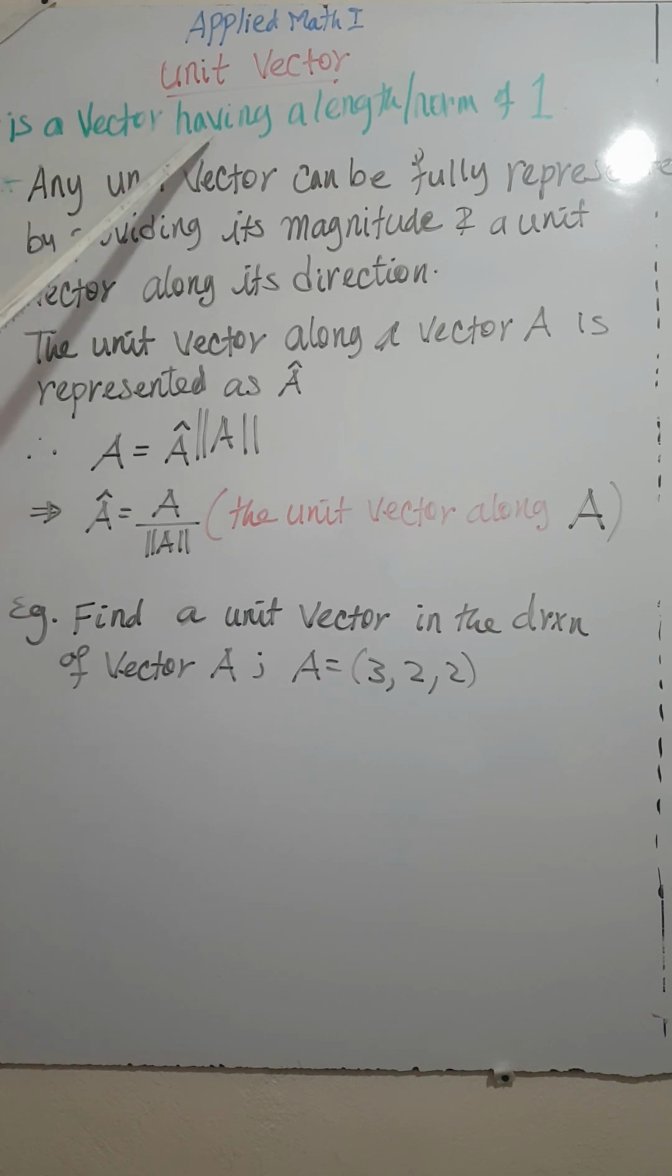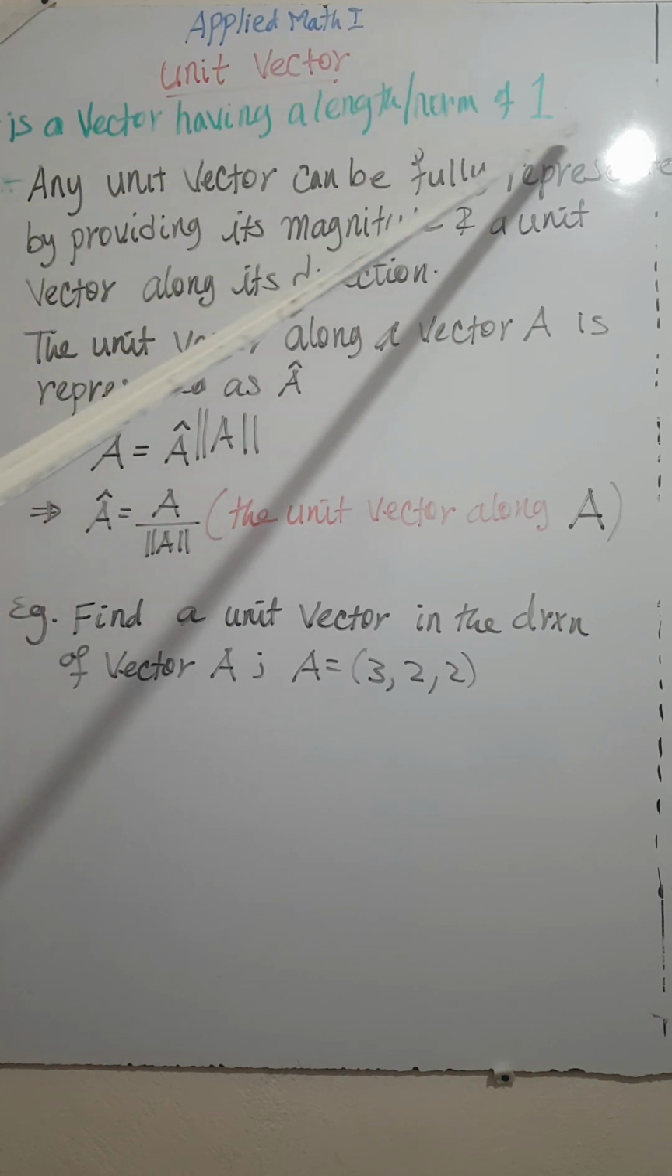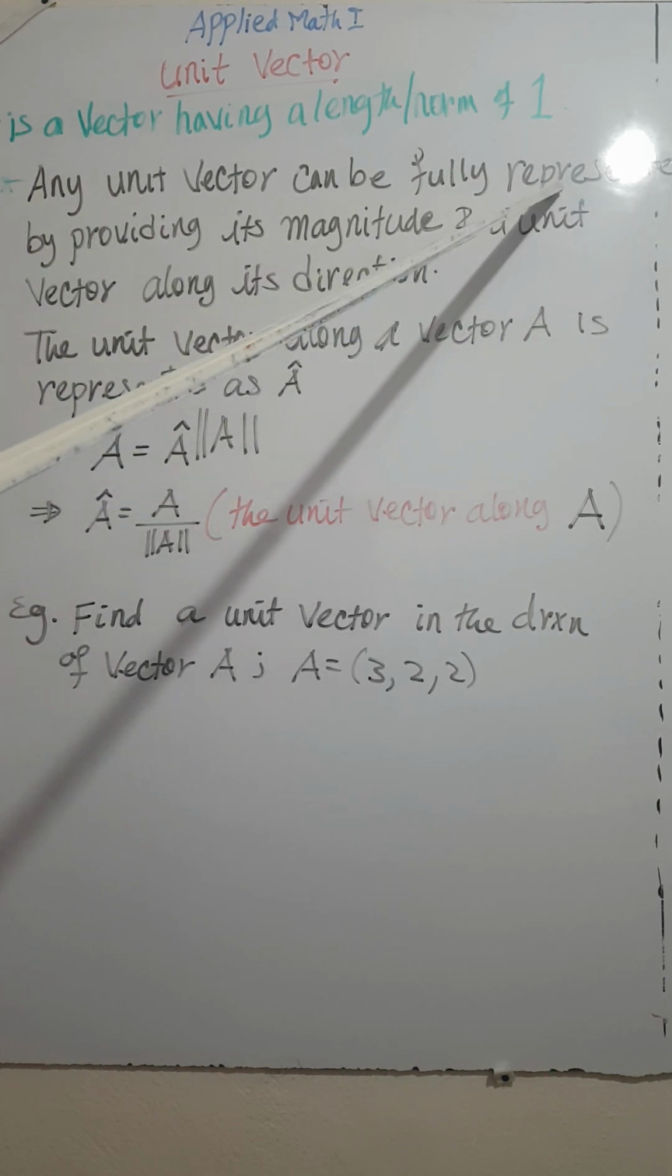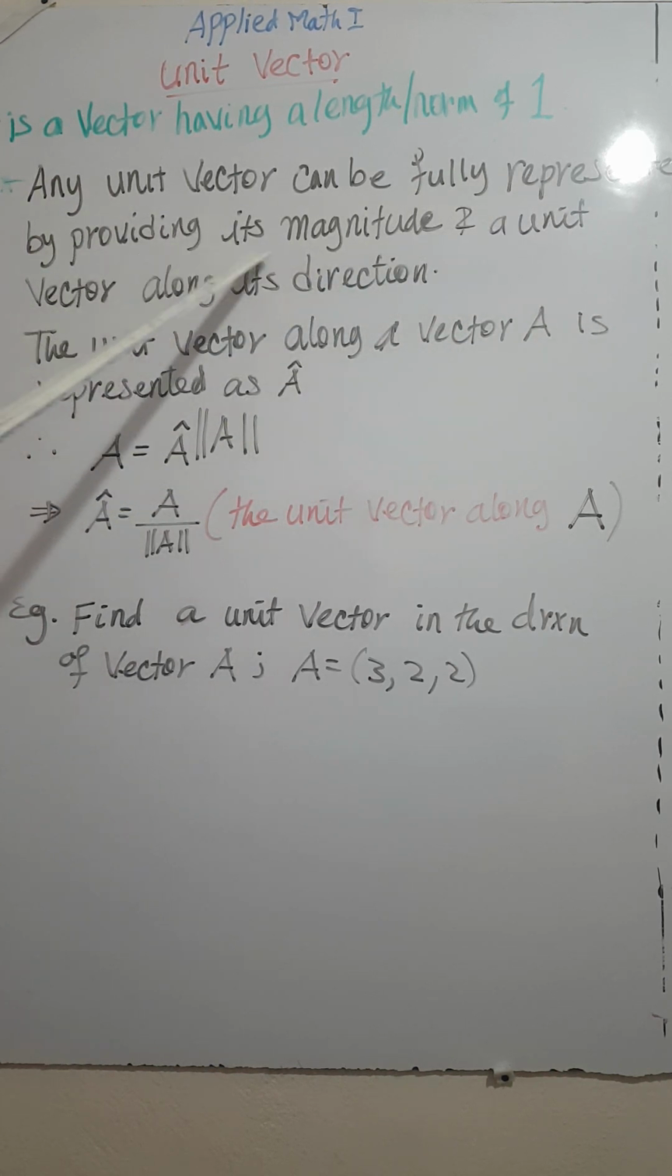So simply, a unit vector is a vector having a length or norm of 1 unit magnitude, 1 unit length or 1 unit norm. ያለው ቬክተር ዩኒት ቬክተር ይባላል። Any vector can be fully represented by providing its magnitude and a unit vector along its direction.